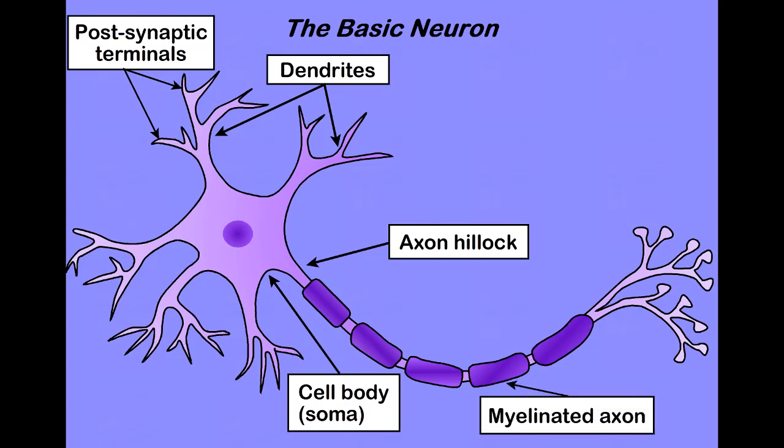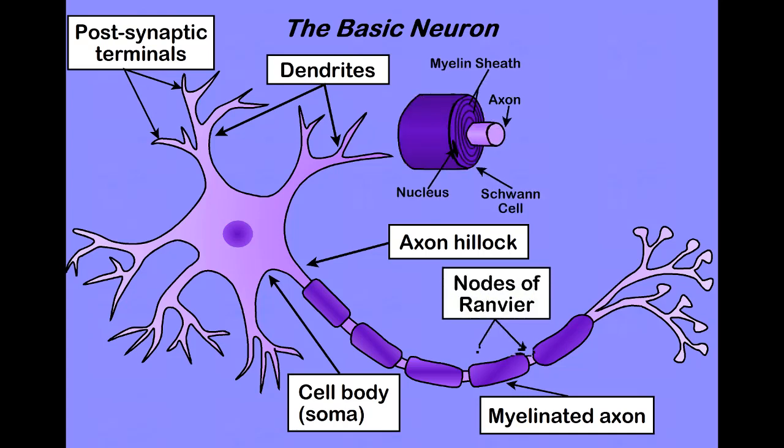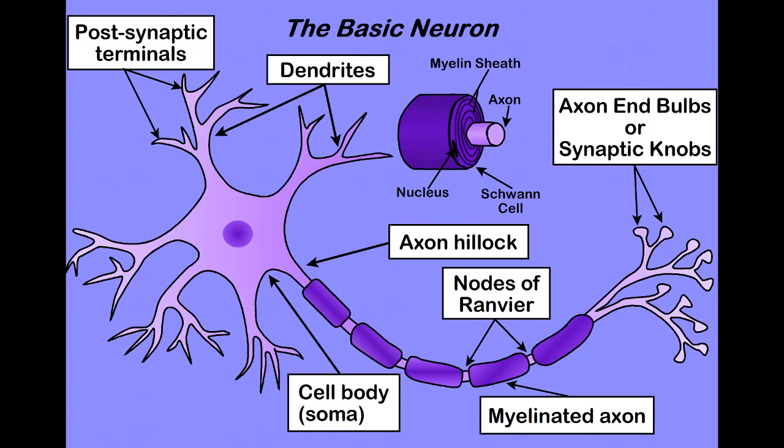When axons are myelinated, glial cells wrap themselves around the outside of an axon, and they always leave these little nodes of Ranvier, gaps between those glial cells, between those areas of myelinated axon. When we get to the end of an axon, we have the axon terminal, and ultimately that ends in axon end bulbs, or sometimes they're called synaptic knobs.